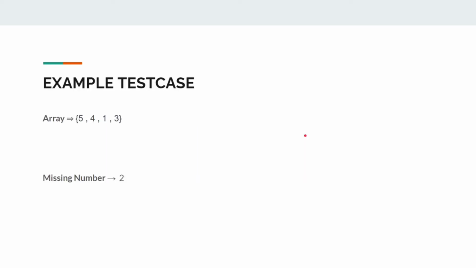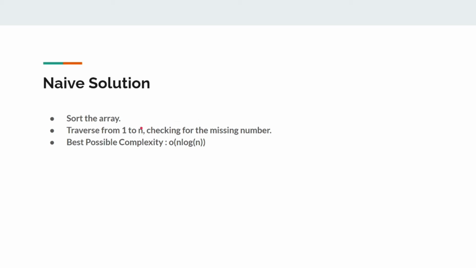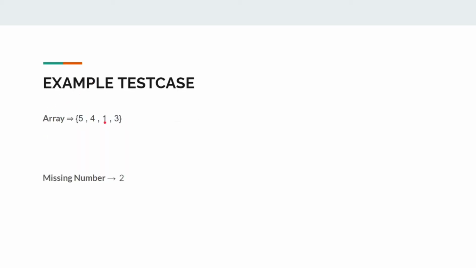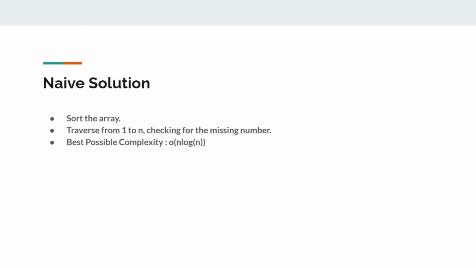So let's go to the first solution. The naive solution says to sort the array. Okay. Now after sorting the array, we will get the elements of the array in increasing order. So we can actually check whether an element is present in it or not. So what we'll do is first sort the elements, then traverse from 1 to n. We will go one by one and keep checking whether that particular value is present or not. So whenever we encounter the missing value, we will be able to find it. So this solution will take O of n log n time.